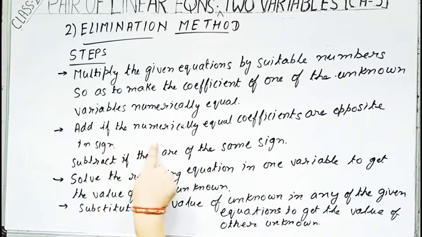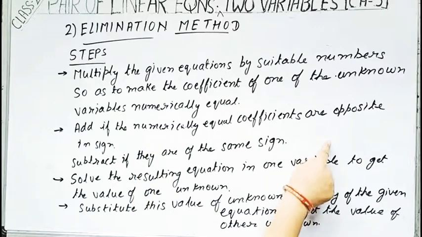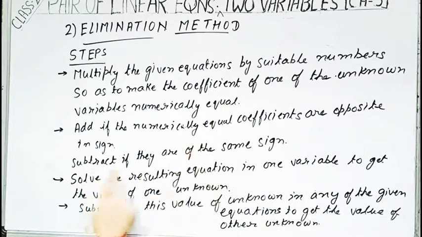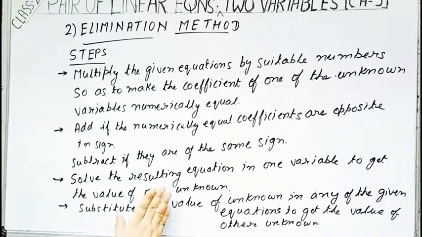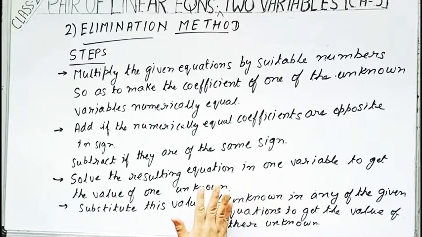Now add if the numerically equal coefficients are opposite in sign, or subtract if they are of the same sign. Now solve the resulting equation in one variable to get the value of one unknown, and substitute this value of the unknown in any of the given equations to get the value of the other unknown. Now I am sure 90% of you did not understand. Let us understand more nicely with the help of an example.